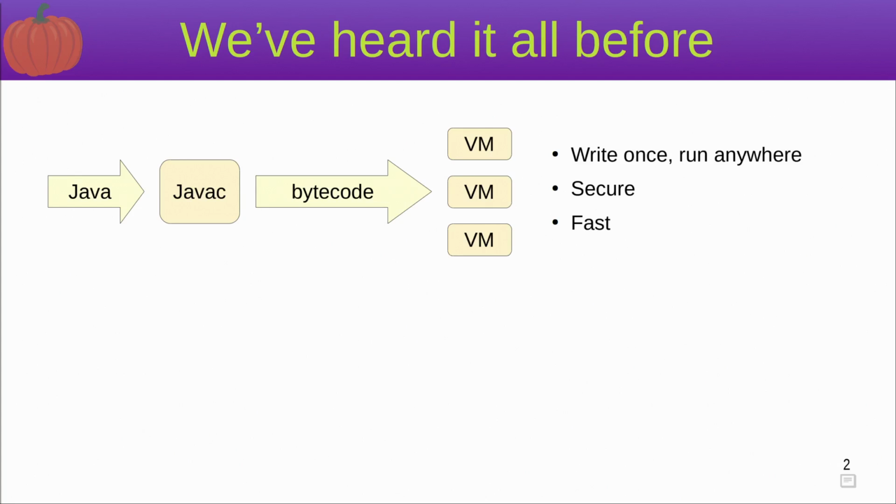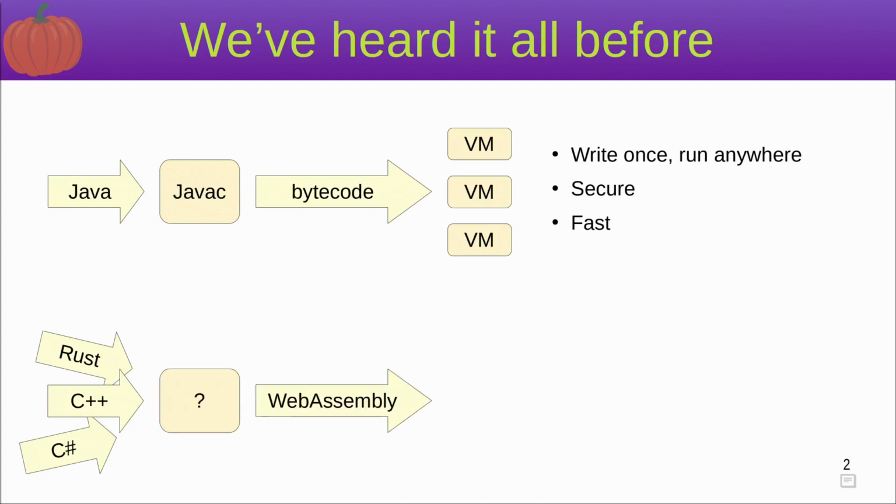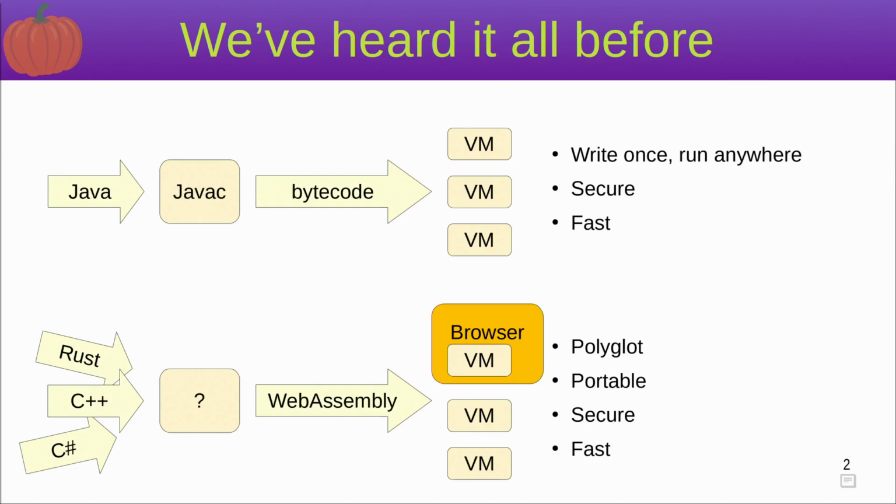But when you look at WebAssembly, it's sort of the same. You have a bunch of languages that you stuff into some sort of compiler, and these compilers output WebAssembly. Then you can run this WebAssembly on a bunch of different virtual machines running on different machine architectures. Some of these virtual machines might even be running in a browser. They say the advantages of WebAssembly are that it's polyglot, so you can program in different languages. But in a way, with Java you can also do that, right? Because you can write Scala or Kotlin or whatever. And it's portable, which is the same as write once, run anywhere. It's secure, and it's fast.